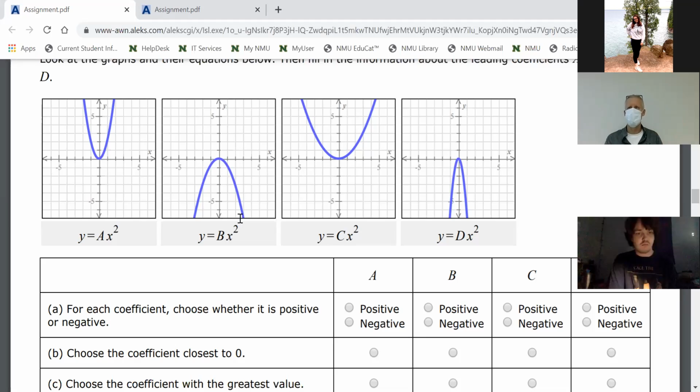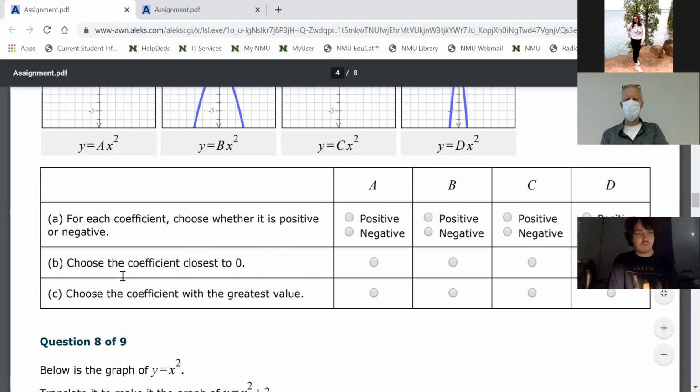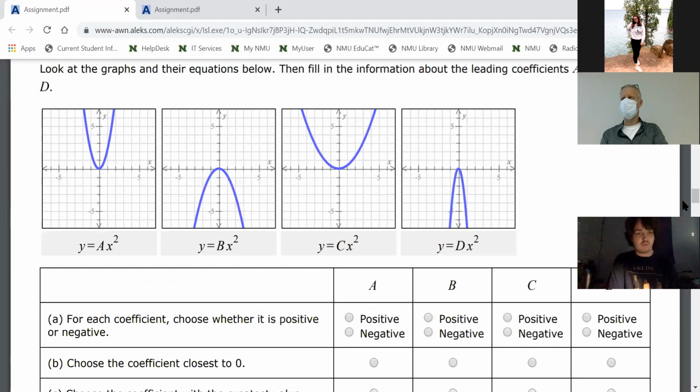So then they're just going to ask you to run an analysis about whether A, B, C, and D are positive or negative, which one is biggest, which is the greatest value, least value. As you go through, it's little check boxes. For each coefficient, choose whether it's positive or negative. Well, A and C are positive, B and D are negative. That's just the open up or down part. Choose the coefficient closest to 0. Well, closest to 0, or you tell me the one closest to 0.